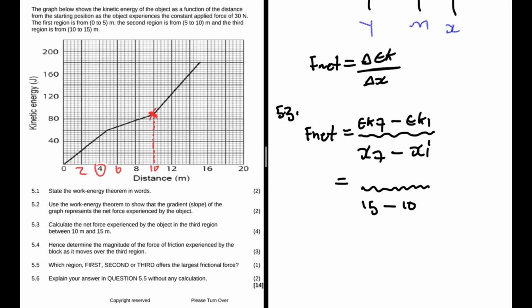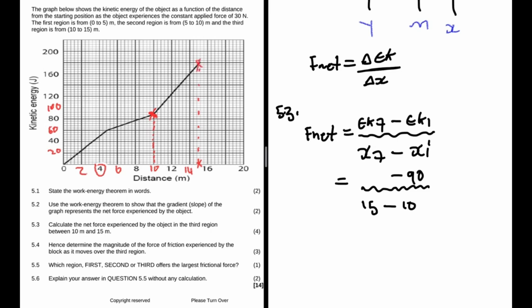So if we have 40 and here we have 80, so here we have 60, here we have 20, here we have 100, right? So we are between 80 and 100. So for EK 1 or EK initial, we have 90, right? Now let's come to EK final. So this is 10, 12, 14, so 15 is somewhere here. So let's go up and then let's see where we end up.